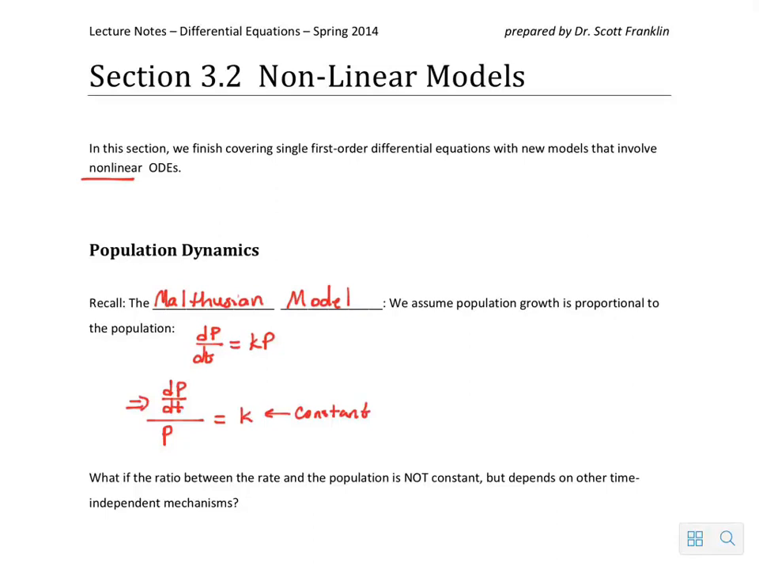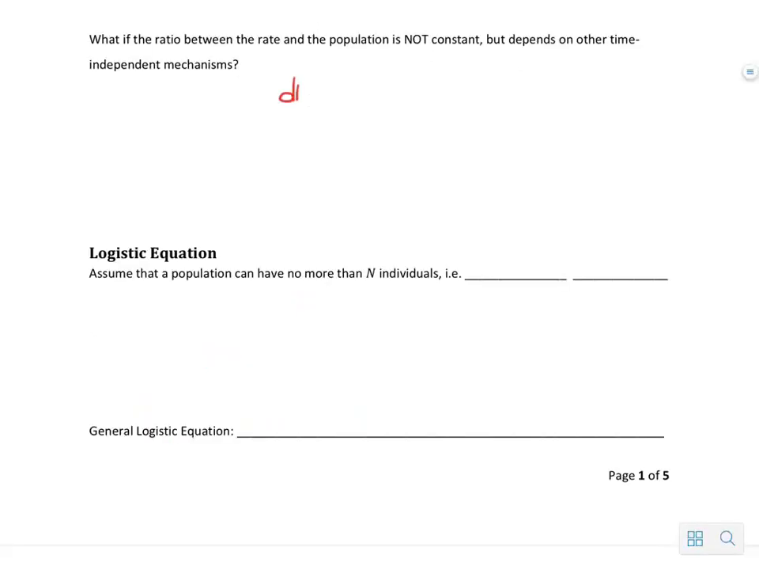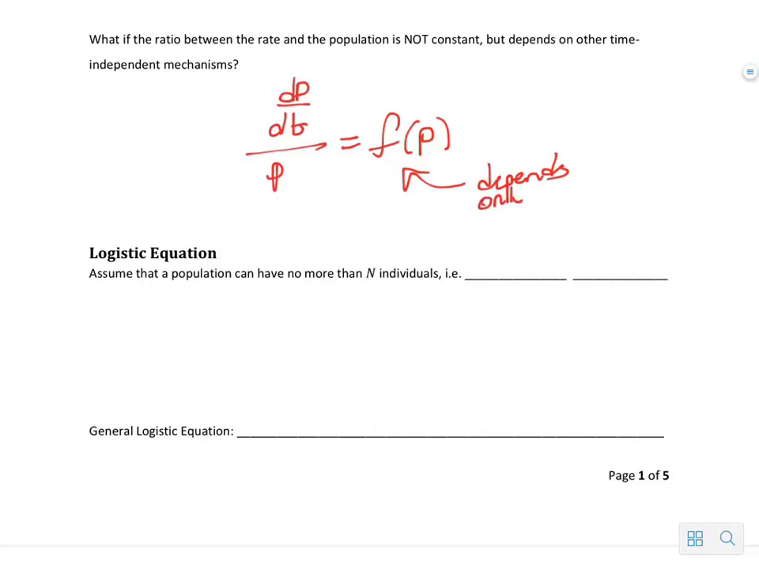Okay? Well, the question now becomes, what if the ratio between the rate and the population is not a constant, but maybe depends on some other mechanism? And we're going to start with those mechanisms being something that doesn't depend on time. So let's say we have dp dt divided by p is some new function of p, where this depends only on p.